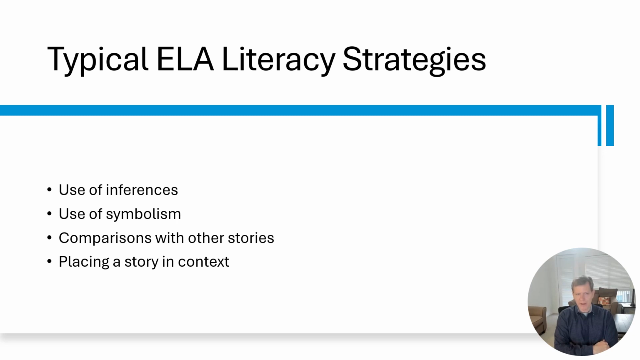For example, when we teach the English language arts, it's important to help students through explicit instruction as well as practice, make sense out of inferences, symbolism within a story, for instance, comparison and contrast with other stories they might read, as well as placing a story in social, cultural, and historical context. And you might want to consider doing a research study within this semester on ways that students are making sense out of context or making sense out of symbolism.